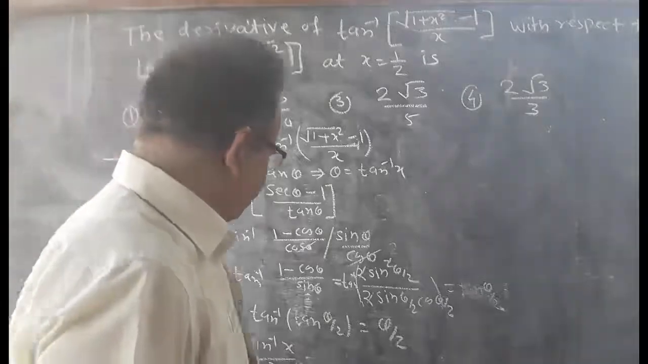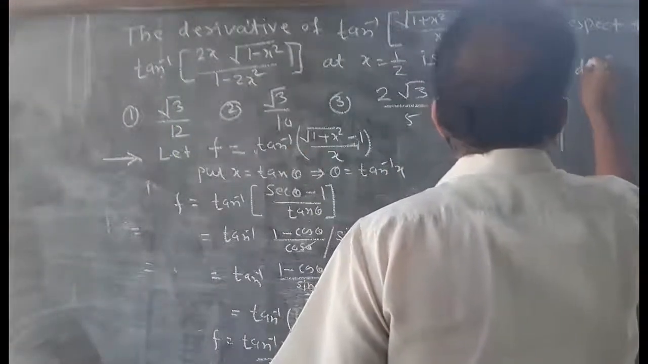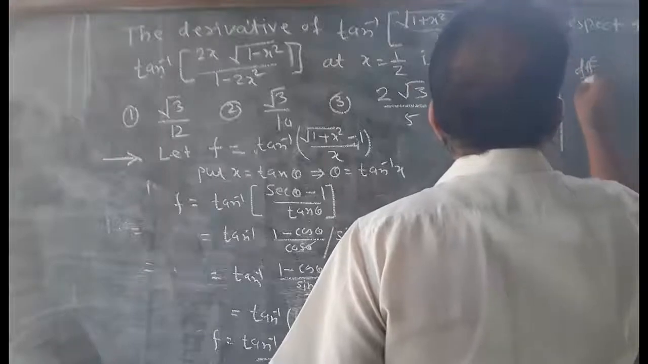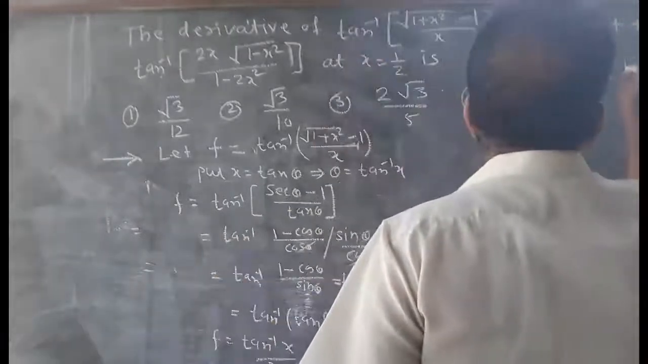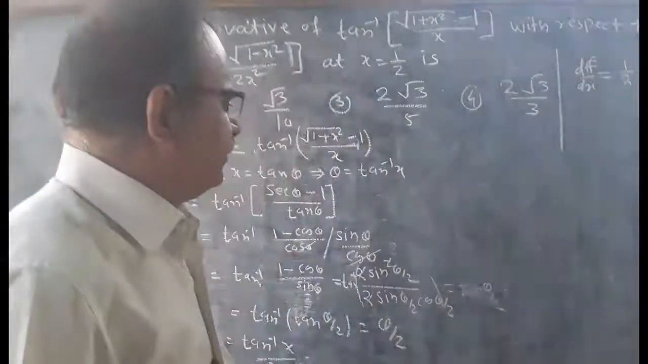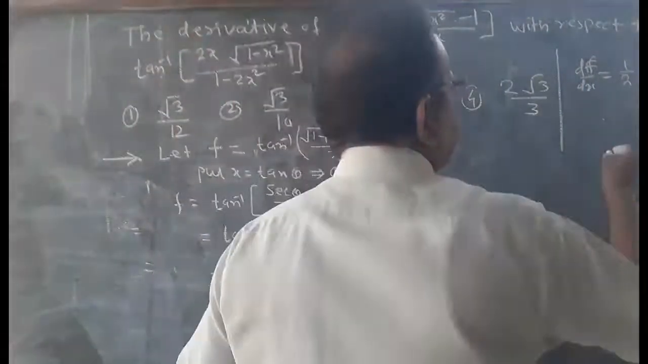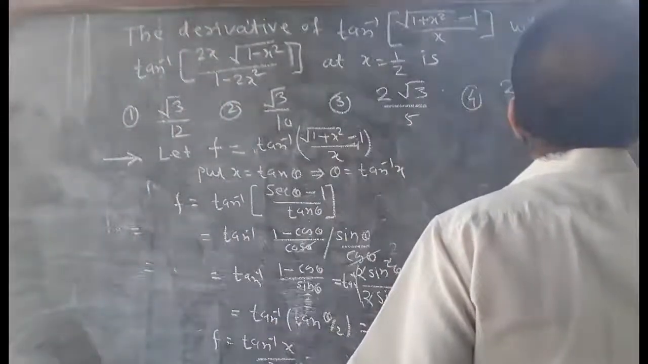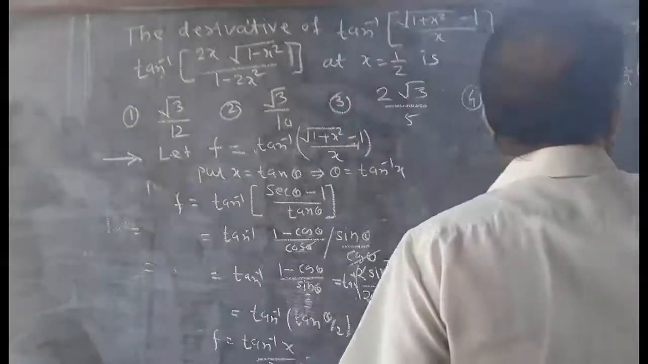Therefore, what is the differentiation of this, df by dx? df by dx equal to 1 by 2 into derivative of tan inverse x. Derivative of tan inverse x is 1 upon 1 plus x square. Therefore, this is 1 by 2 into 1 upon 1 plus x square. This is df by dx. This is equation 1, suppose.